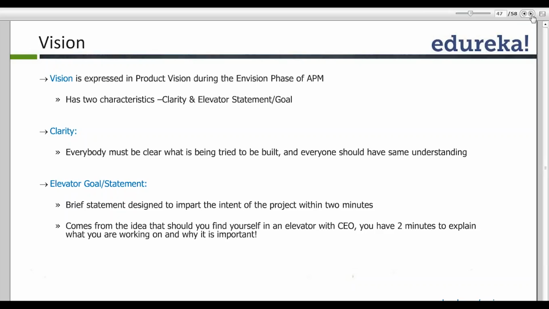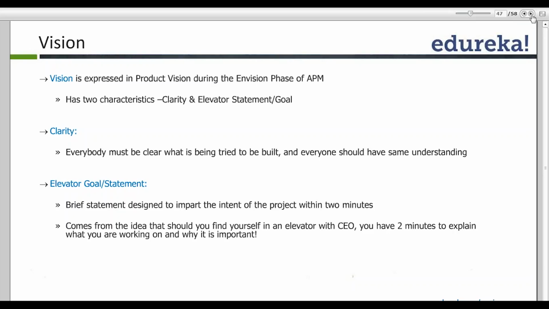Okay, now vision, as I said, is expressed in the product vision during the envision phase of APM, and it has got clarity and a high level statement or an elevator statement. Clarity is that everybody must be clear what is being built or what is the product we are designing. So all the key stakeholders should be on the same page. They should be clear as to what is the product being developed.